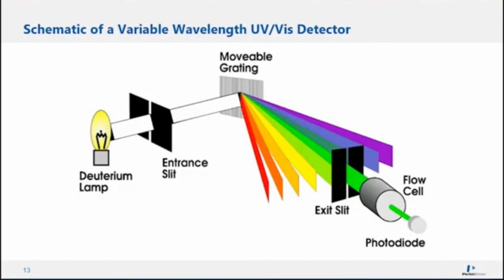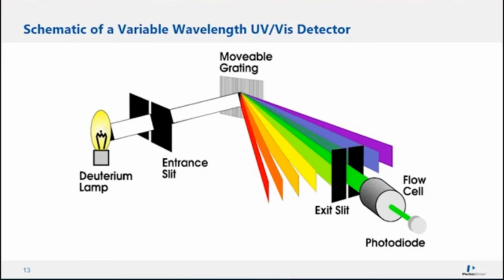Here we have a general schematic of the variable wavelength UV-Vis detector with the key components shown. We start with our light source. Deuterium lamps are used for UV analysis, and tungsten lamps are used for visible wavelengths. The light is then passed through a slit, and it strikes the movable grating, refracting the white light. The slit only takes a beam of the light in the direction of the grating.